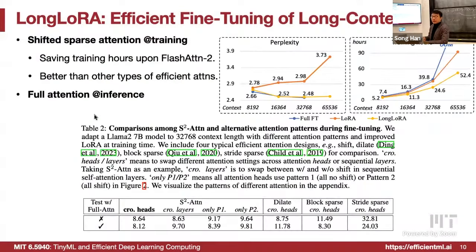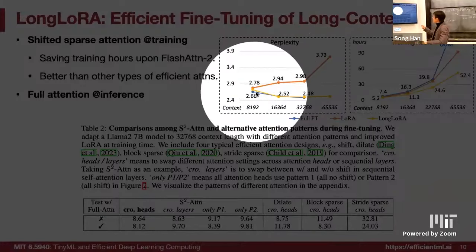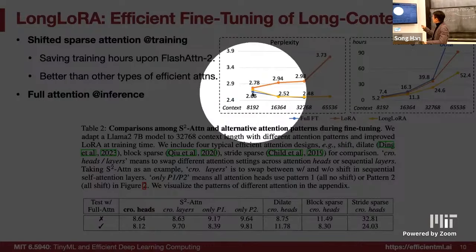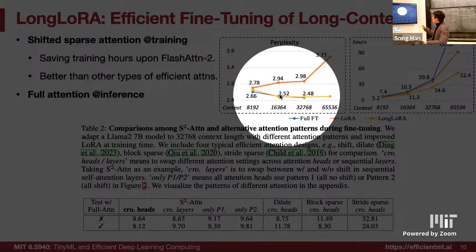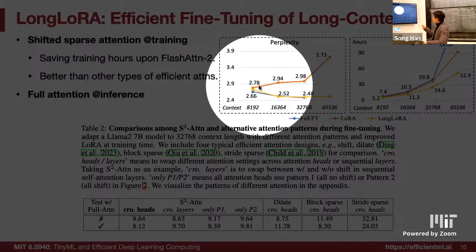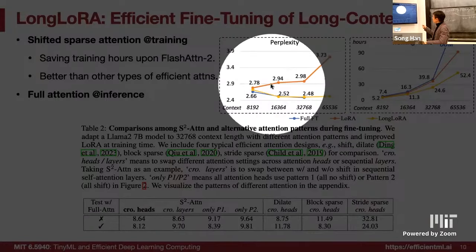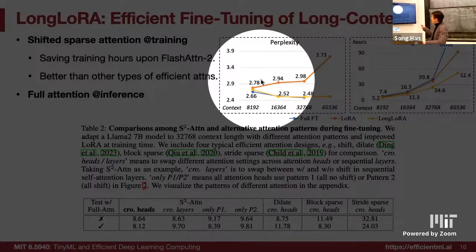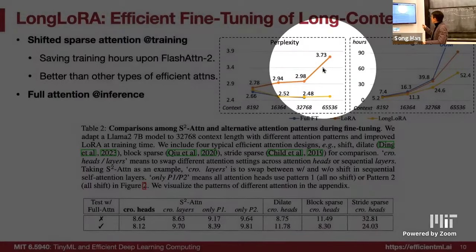So let's see how does that perform. We are saving a lot of computation. Does it hurt the accuracy? This is the perplexity, the lower, the better. The blue one is the full attention. LongLoRA can pretty much match the perplexity of the full attention, versus just using the LoRA. When the context gets longer, the perplexity will explode, showing that LoRA is not enough.